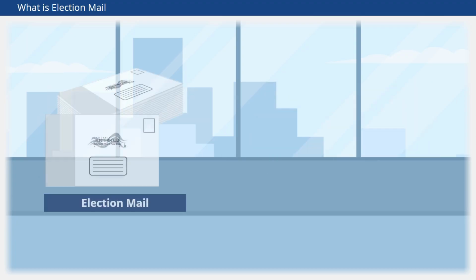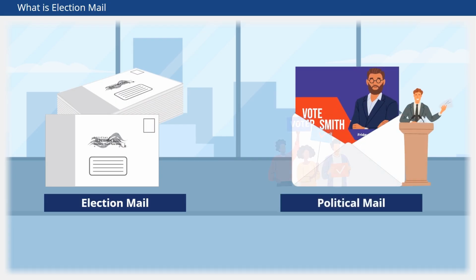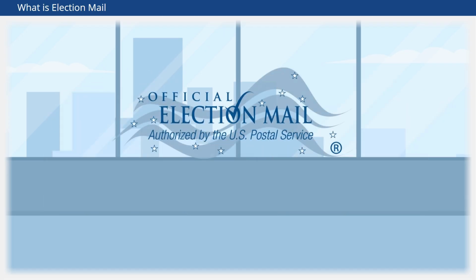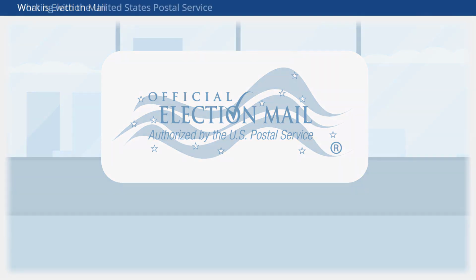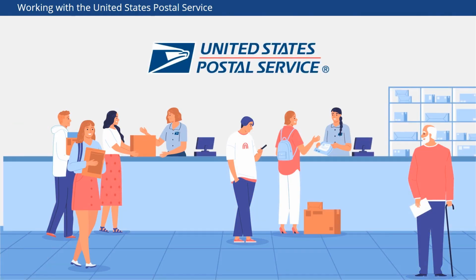It's important to note that election mail is different from political mail. Mail from campaigns, parties, and other advocates is not official election mail, even if it is aimed at voters or relates to an election. That's why it's so important for election officials to use the official election mail logo. This logo, which can only be used by election officials, helps voters and Postal Service staff recognize your mailings as official communications. Now, let's talk about working with the United States Postal Service.